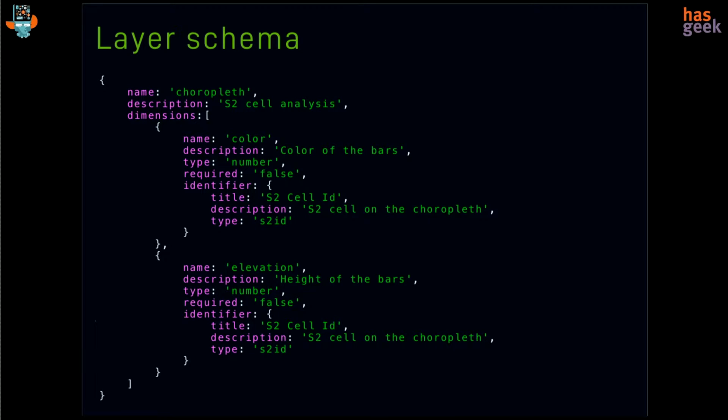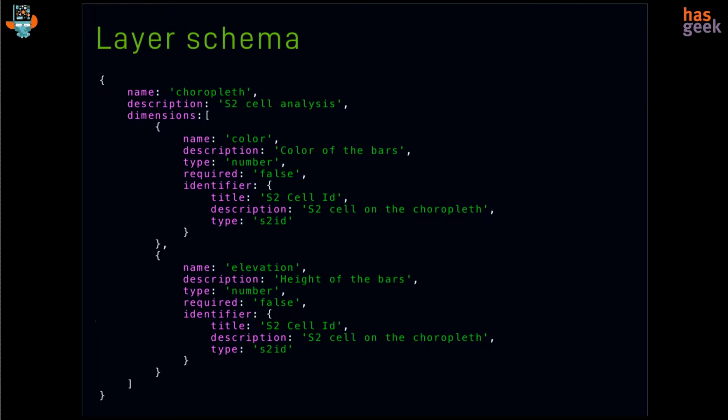Dimensions are the endpoints on which you can plot certain data points. For example, for a 3D choropleth, you can have color distribution of any metric, and then you can have the height of the bars. You can plot one data point as well. In this particular case, it talks about two dimensions, color and the height of the bars.